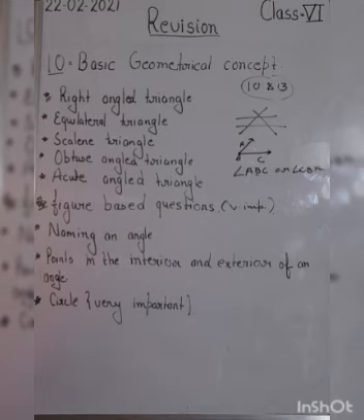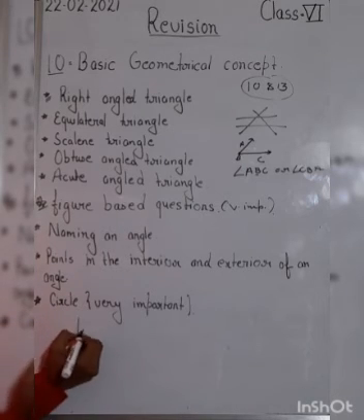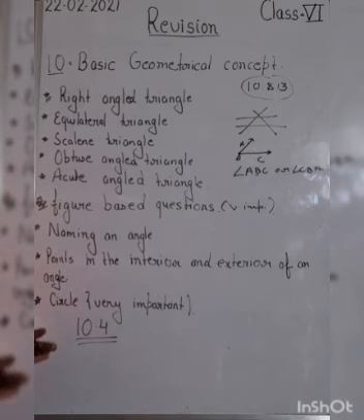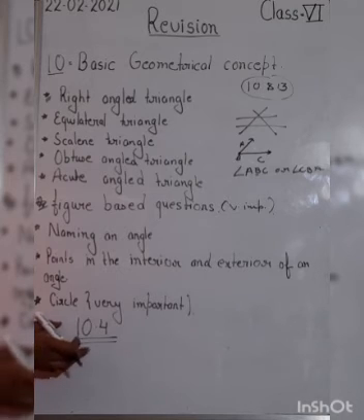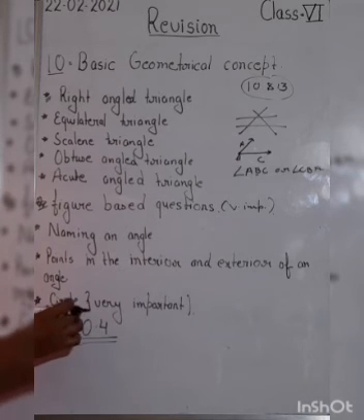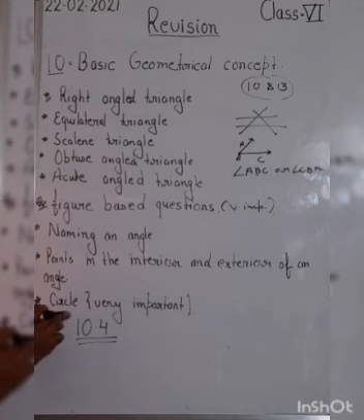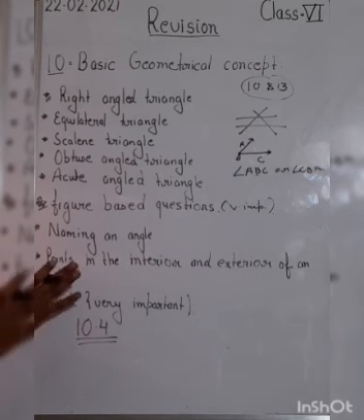And the third one is your circle. That is your exercise 10.4. This exercise is very important. Only 2-3 questions are there in this exercise. So go through each and every question of exercise 10.4 and you have to go through the different topics they have given you under circle, that is the diameter, chord, radius, all these.